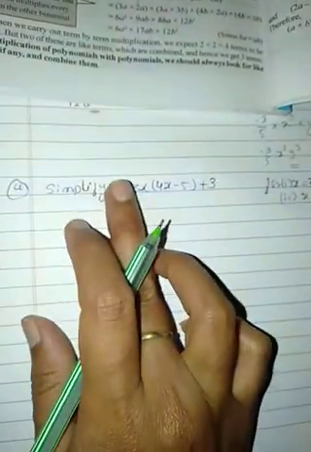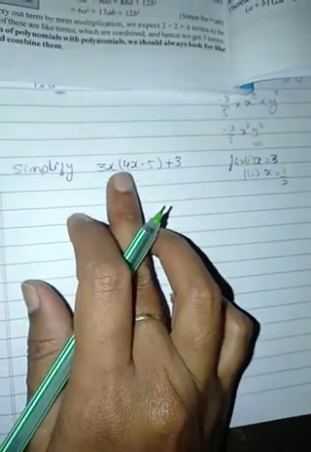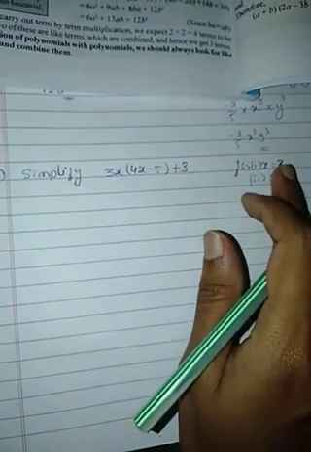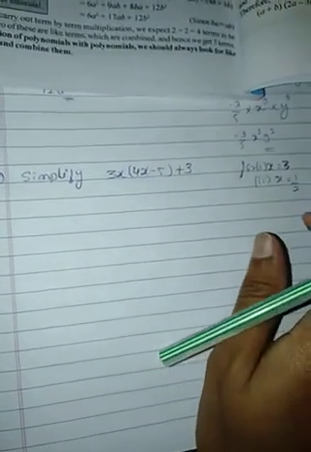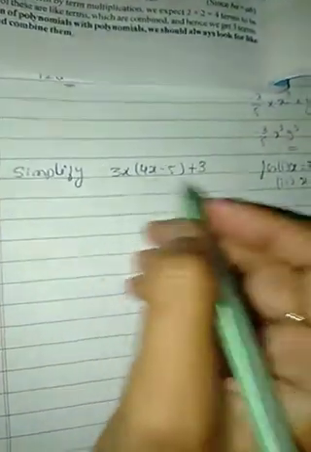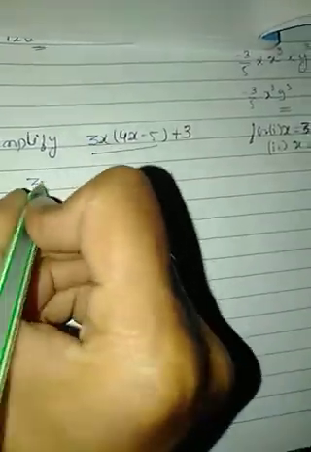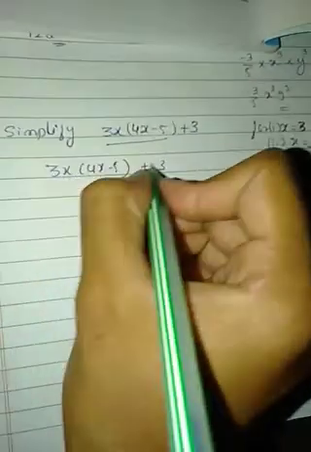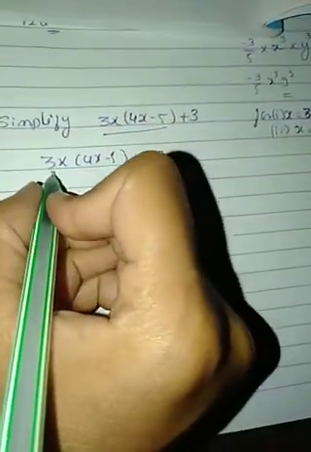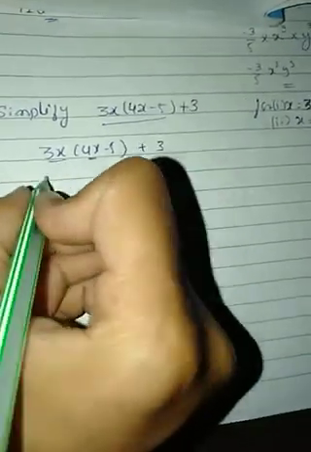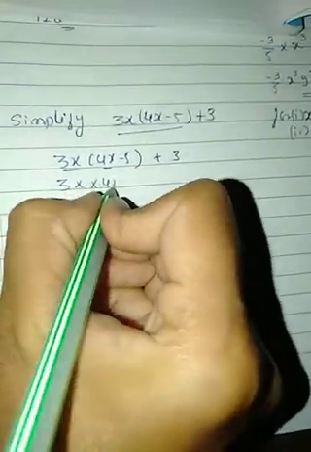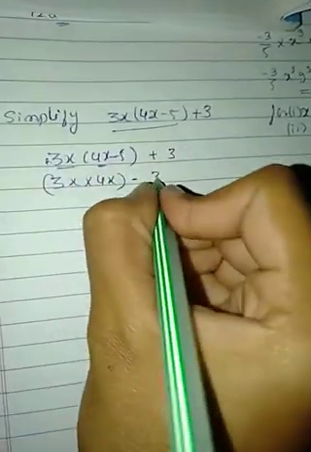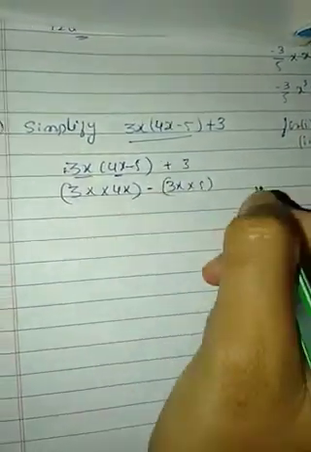So next one is simplify 3x into 4x minus 5 plus 3 and find its value at x equal to 3 and x equal to. First we have to simplify that. So first write 3x into 4x minus 5, plus 3. First multiply 3x with 4x. So 3x into 4x. Here minus, plus into minus is minus. Now multiply 3x into 5.